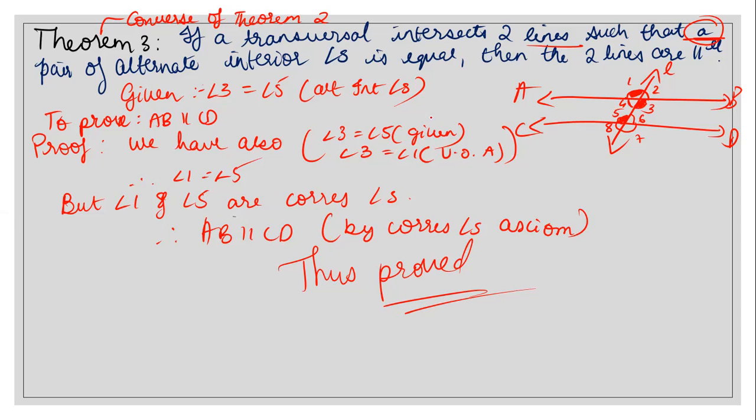So therefore here if I say that by corresponding angles axiom AB is parallel to CD, then why do I need to prove again that angle 2 is equal to angle 6, because angle 4 is equal to angle 6, and then go with vertically opposite angles and all? Why do I need to do all of that? Because I've already proved that by corresponding angles axiom, AB is parallel to CD. That's why I didn't do that. Okay, so this is theorem number 3. Moving on to theorem number 4.